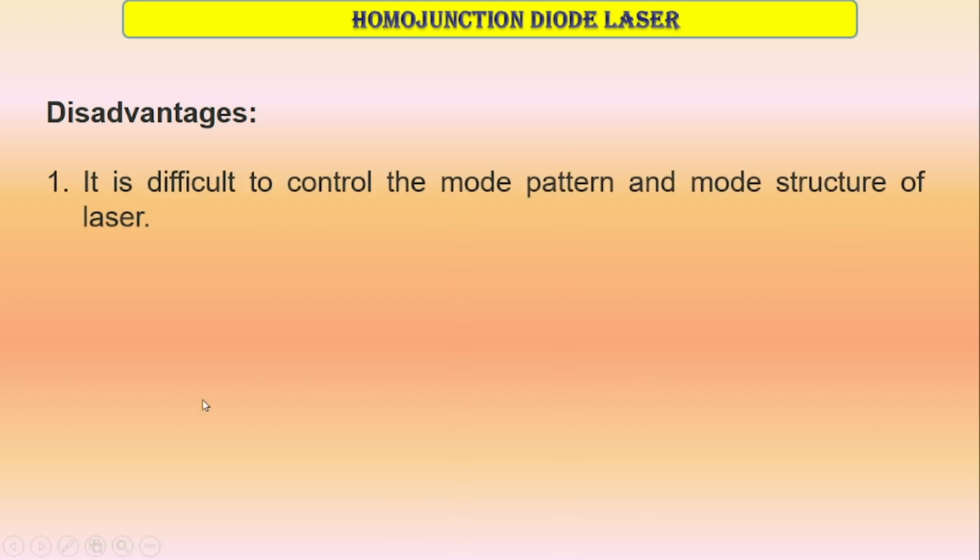Now let us see some disadvantages of this homojunction diode laser. It is difficult to control the mode pattern and mode structure of laser. This is one disadvantage. Laser beam has large divergence. This is another disadvantage.